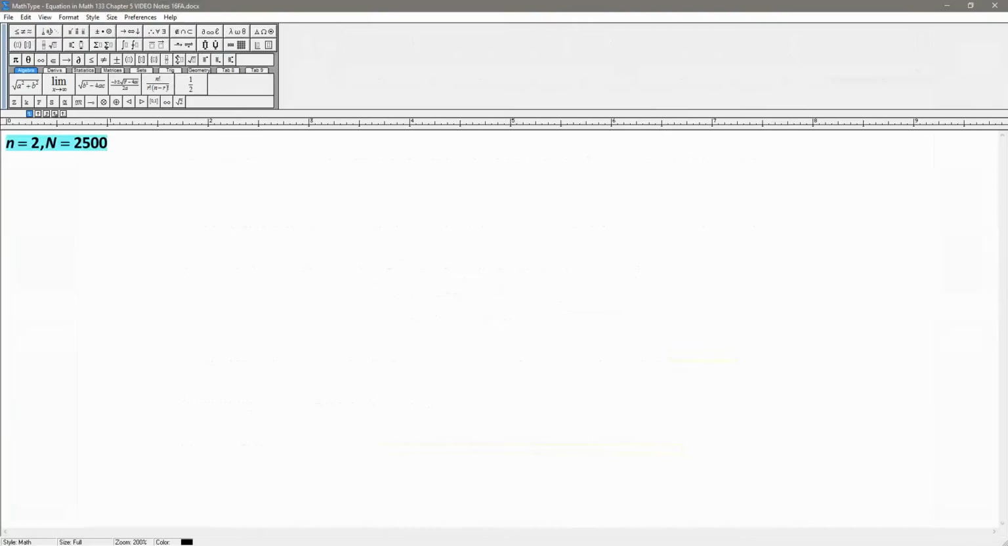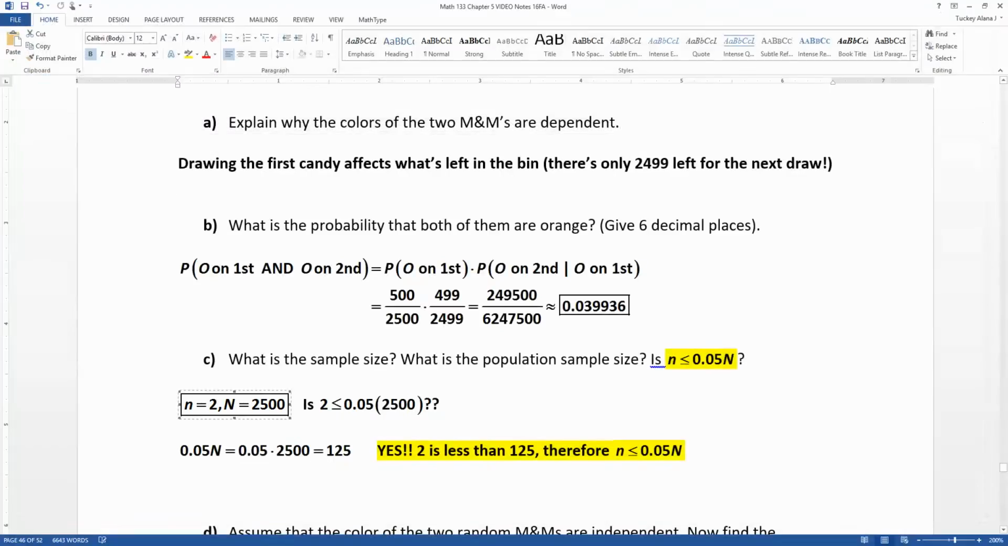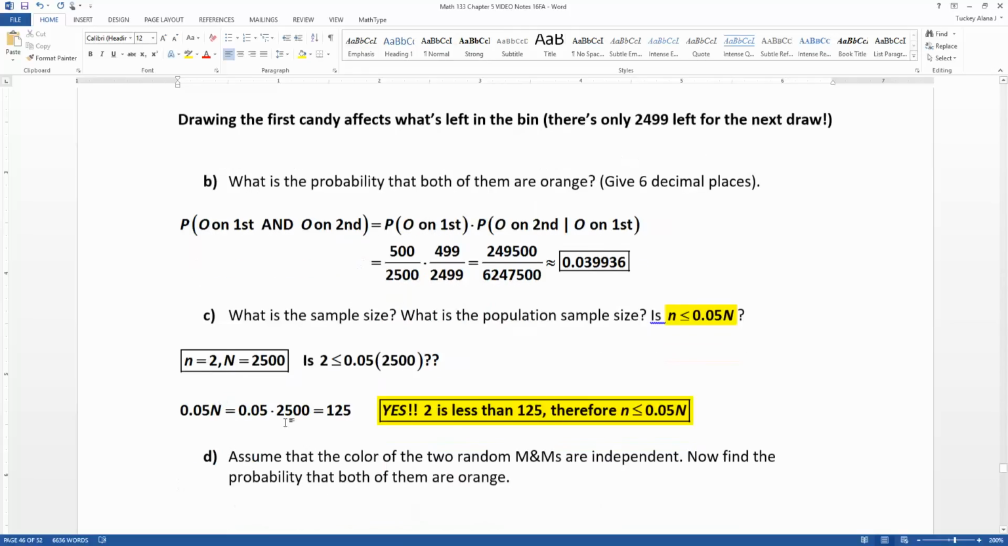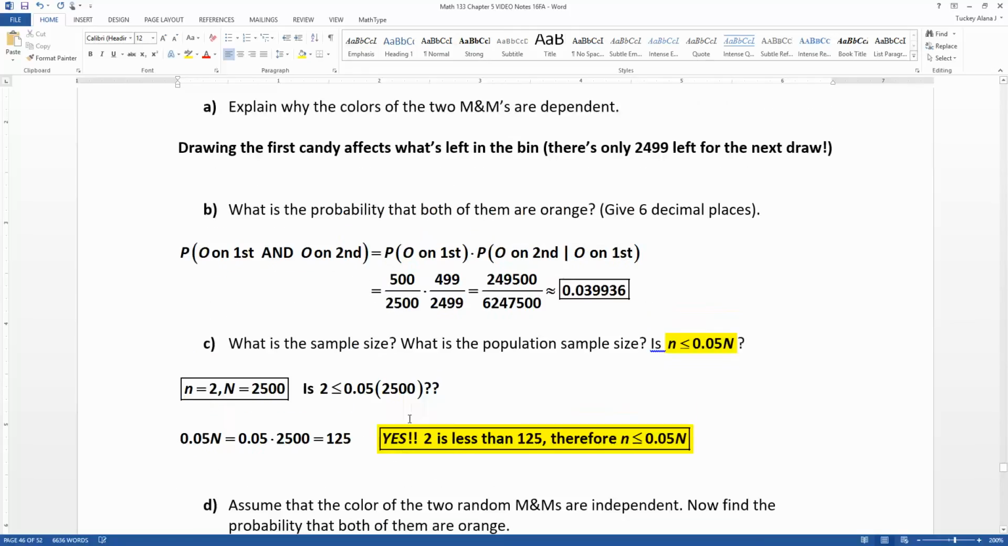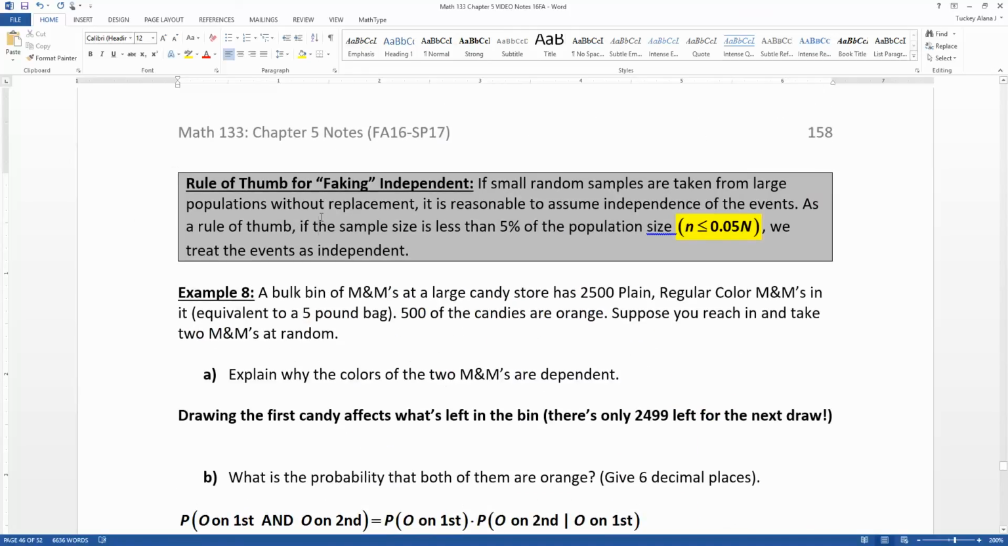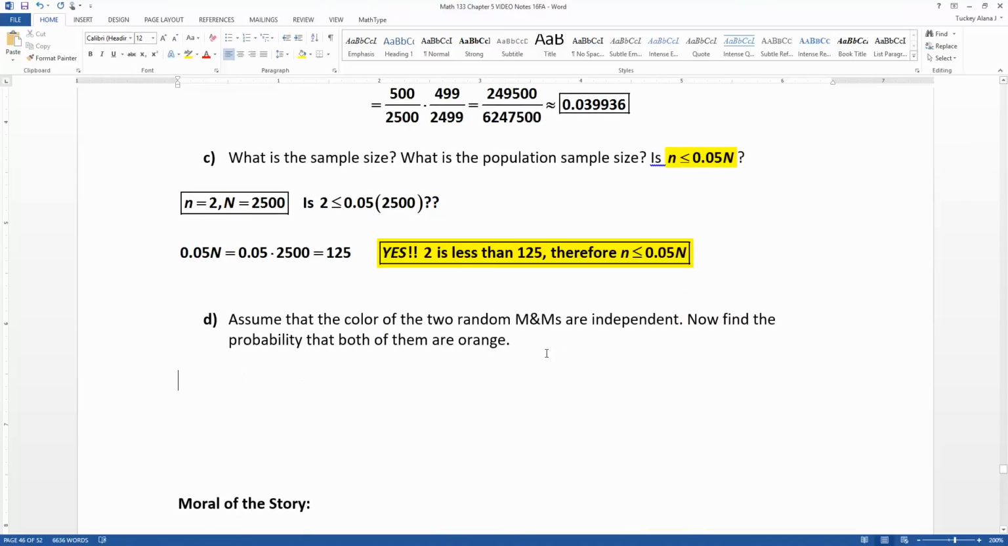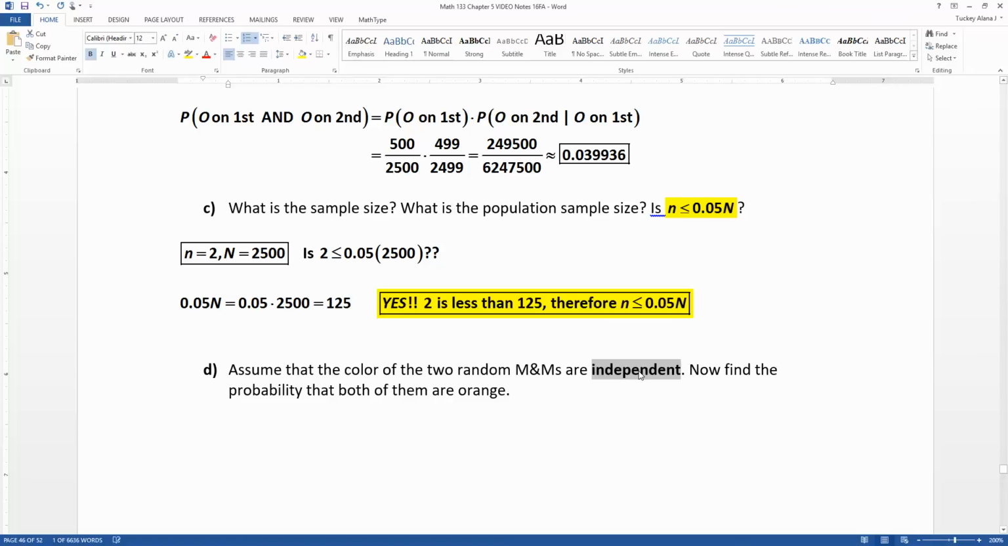And then up here is the answer to the first two parts, right? Little n and capital N. All right, so we know that little n is less than or equal to 0.05 capital N. Now, according to the rule of thumb in the table up here, it says if it is less than 5%, we can treat the events as if they're independent. See that word right there? Interesting. So let's go back and assume that the two random M&Ms are independent right here. And that's the key word, independent.